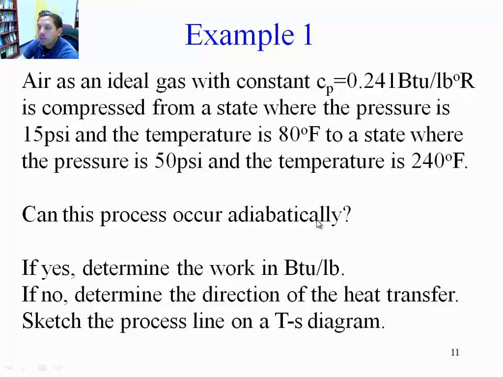We're being asked whether these processes can occur adiabatically. In order for a process to occur adiabatically, Q equals 0, the change in entropy has to be either 0, in the case of reversibility, or greater than 0, in the case of irreversibilities. If we find that the entropy went down, then it is impossible for these processes to occur adiabatically. If yes, determine the work. If no, determine the direction of the heat transfer. Sketch the process line in a TS diagram.